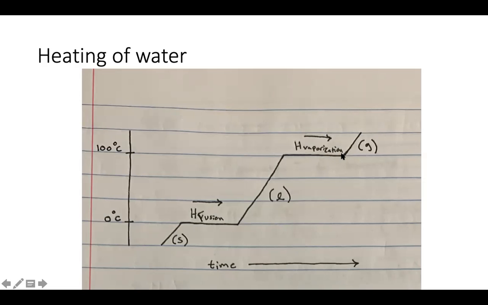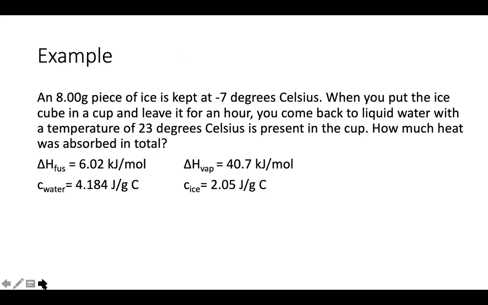But once the last drop goes from liquid to gas, then that gas is going to continue heating up until it eventually gets to the temperature of that oven. So I think I said 200 degrees Celsius. Okay, but this is your basic heating curve for water. And I think these diagrams can be extremely helpful for the problems we're going to look at. So let's look at one together.